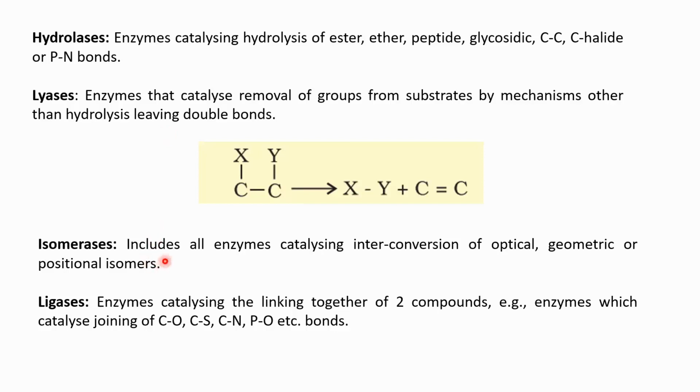The next is isomerases. As the name suggests, it includes all the enzymes that catalyze the interconversion of optical, geometric, or positional isomers. The last class of enzymes is the ligases. Ligases help in tying up the bond. Ligases contain the enzymes that catalyze the linking together of two compounds, for example, enzymes that catalyze the joining of C-O, C-S, C-N, P-O, etc. like different bonds. So basically ligases help in joining different atoms through bonds.